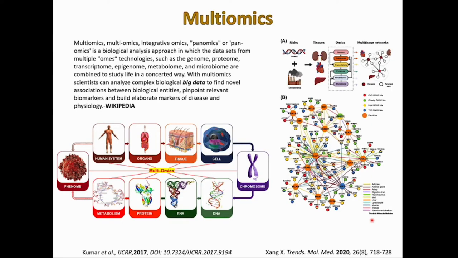And I'm sure that many of you are familiar with multiomics. The field of multiomics, or some people call it integrative omics or panomics, is really the field that merges information from different omics experiments. And that includes genomics, epigenomics, transcriptomics, proteomics, metabolomics, lipidomics, et cetera, et cetera. You can really go to town with this type of omics.